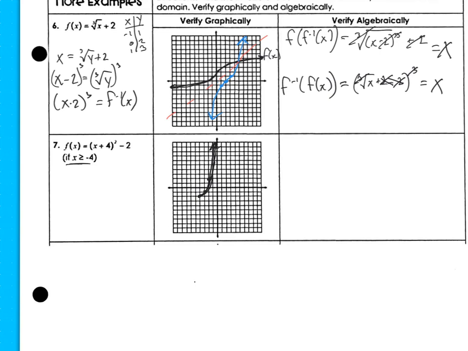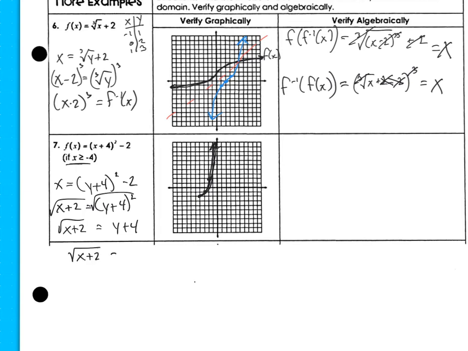So now we're going to find the inverse. So x equals y plus 4 squared minus 2. Get this 2 over here. And take the square root. So we have the square root of x plus 2 is equal to y plus 4. And now subtract the 4. So the square root of x plus 2 minus 4 on the outside is your inverse.